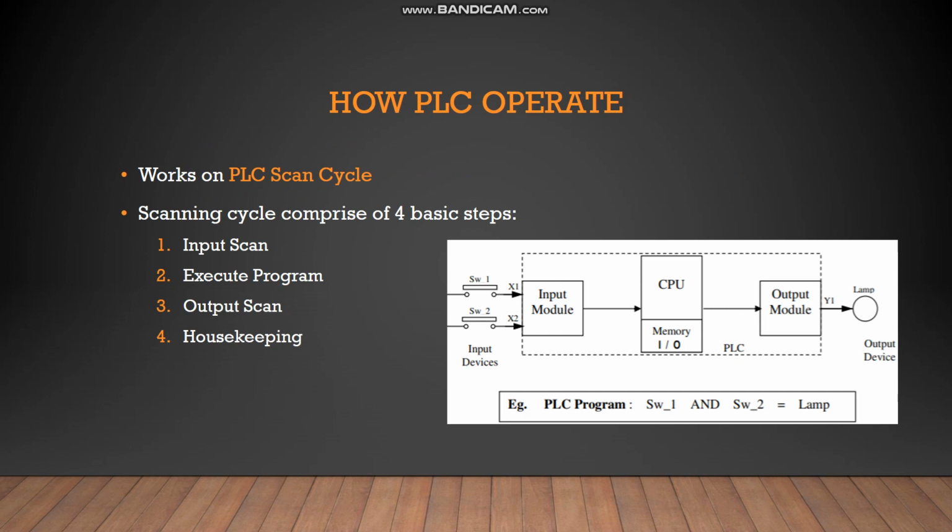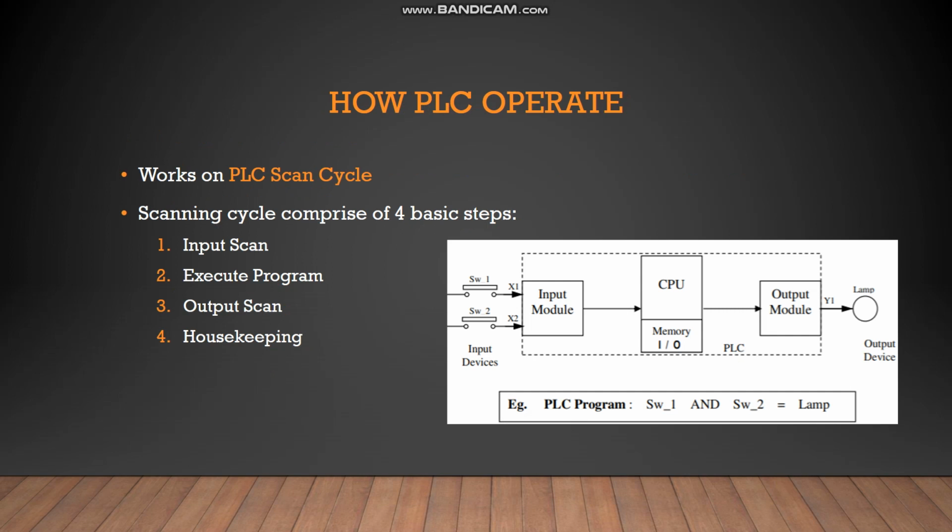Now the question is how a PLC operates. Basically, it operates on the PLC scan cycle, which is executed by the CPU of the PLC over and over again. This is a scanning cycle that is composed of 4 basic steps: read input scan, execute program, output scan, and housekeeping. I will use the figure shown here to explain the cycle.